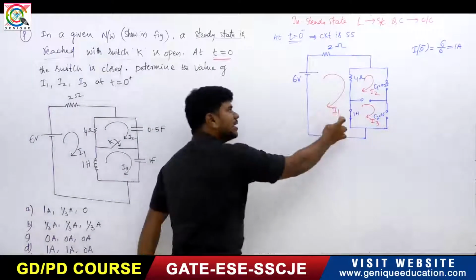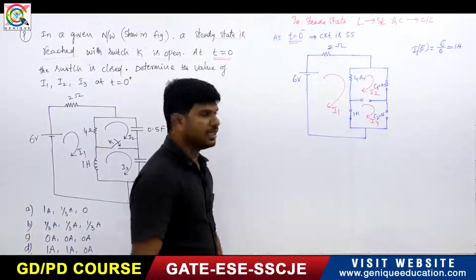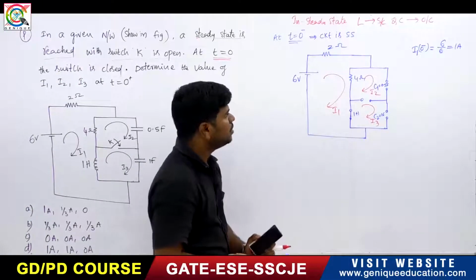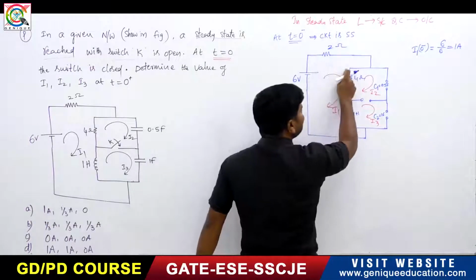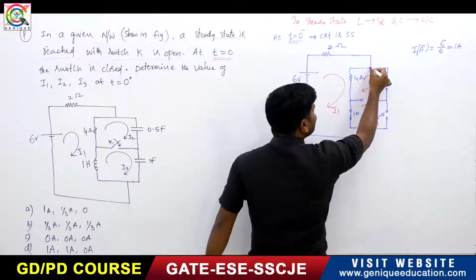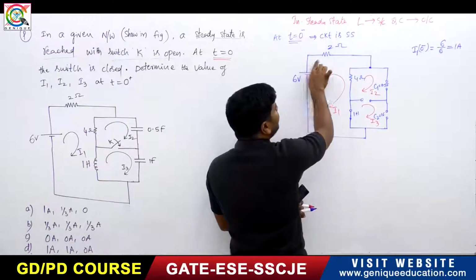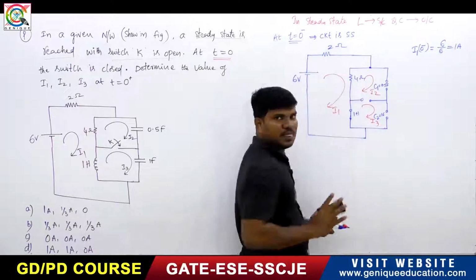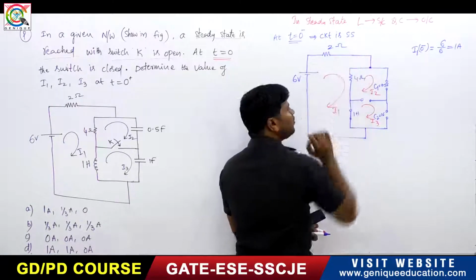So I have calculated the current through the inductor. This is 1 ampere. Now, observe this. If 1 ampere current is flowing in this, what is the voltage across this? 1 ampere current is flowing, so 1 into 2, 2 volts is dropped here. So 6 minus 2, it will be 4.